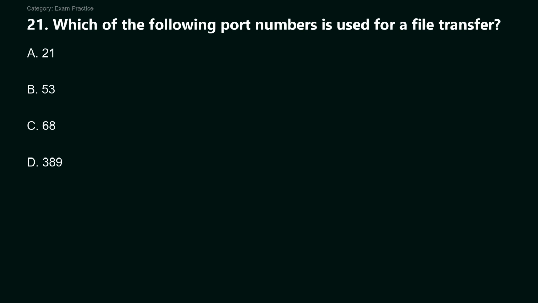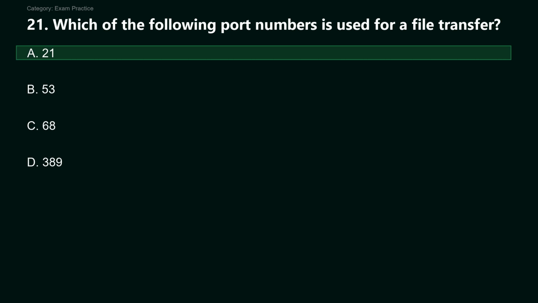Question 21. Which of the following port numbers is used for a file transfer? Option A, 21. Option B, 53. Option C, 68. Option D, 389. The correct answer is option A, 21.